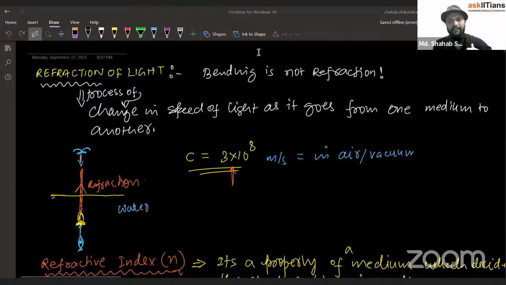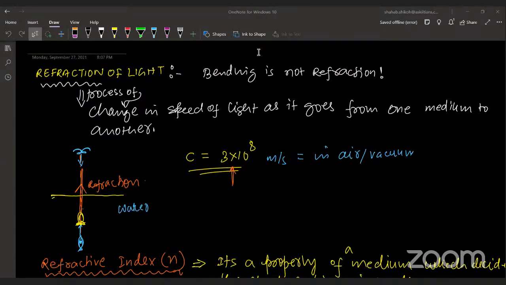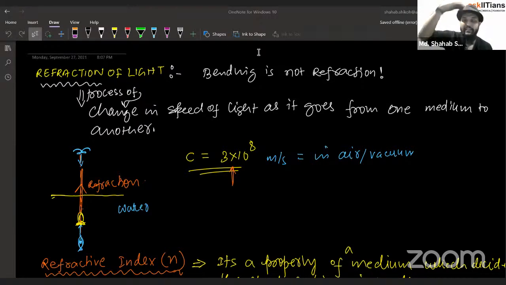Actually, for us, do we see the actual position or a little bit higher position? A little bit higher. Yes, for us, the apparent position is higher than the actual position. And that is also due to atmospheric refraction. So continuously, there is a shifting in the apparent position for us.